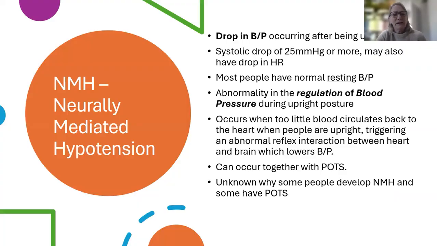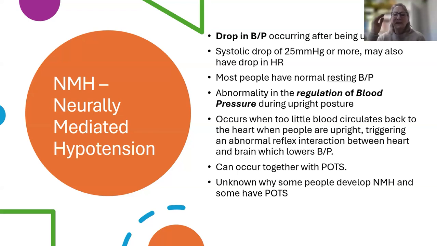So neurally mediated hypotension is a drop in blood pressure, whereas POTS is an increase in heart rate. The drop in blood pressure happens after you're upright, and it has to be 25 millimetres of mercury or more of the systolic blood pressure, which is your top reading. Most people who get this have quite a normal resting blood pressure. So it's an abnormality in the regulation of the blood pressure rather than the heart rate.